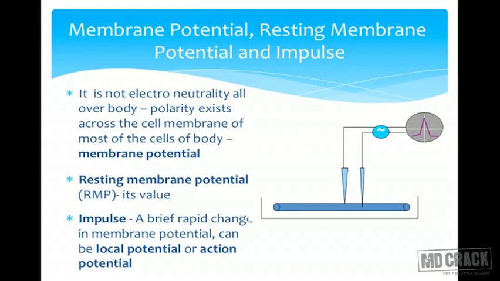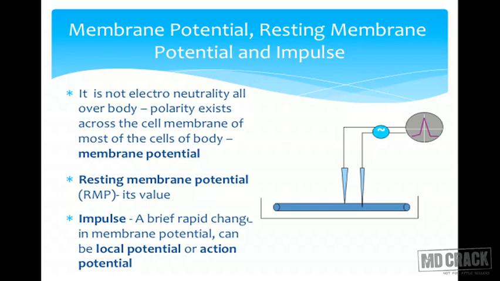But as I have told you, an impulse can even cause local potentials. Local potential means the membrane potential can just go from minus 70 to minus 65 or minus 60, or it can even become minus 75 or go to minus 80. So the local potentials can be graded, depending upon the strength of the impulse, the strength of the stimulus. But the action potential follows the all or none law.